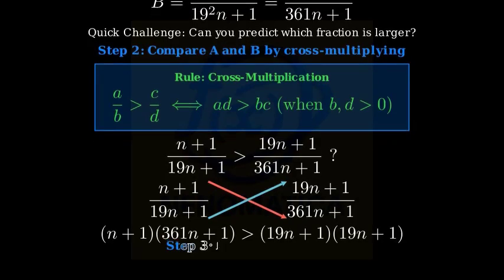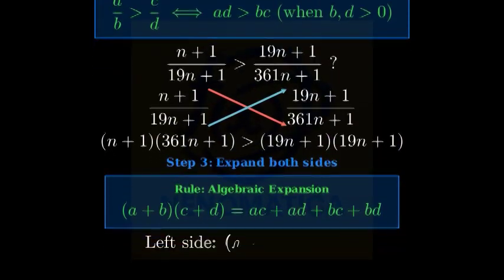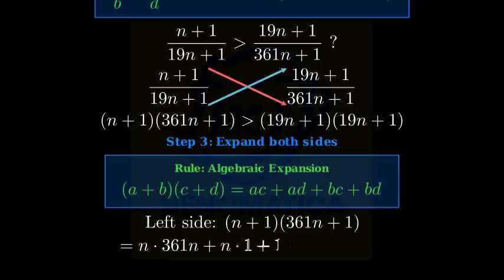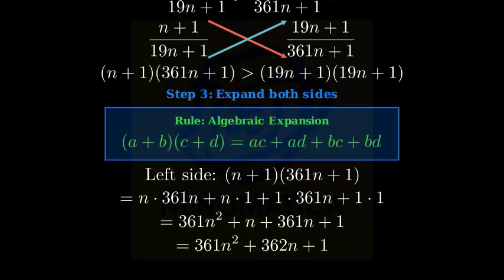For step 3, we'll expand both sides of the inequality. Let's start with the left side. We multiply n plus 1 times 361n plus 1. Using the distributive property, we get 361n squared plus n plus 361n plus 1. This simplifies to 361n squared plus 362n plus 1.